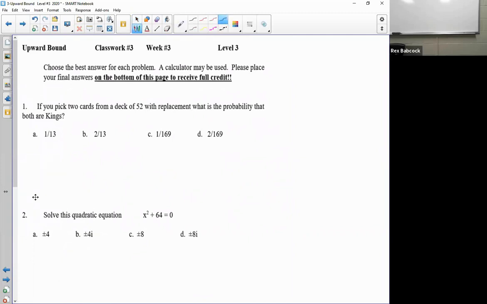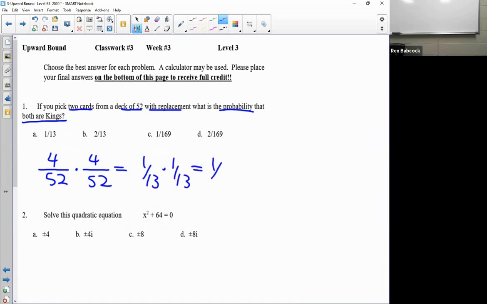Okay, here's one of the new topics. You pick 2 cards from a deck of 52 with replacement. What's the probability both are kings? How many kings are in the deck? That would be the first thing. The deck's 52. How many kings? Well, there's 4. 2 red, 2 black. I draw one. Put it back in. Still 4 out of 52. I'm multiplying, and the calculator reduces that to 1/13 times 1/13. 1 over 169. And the answer is C.